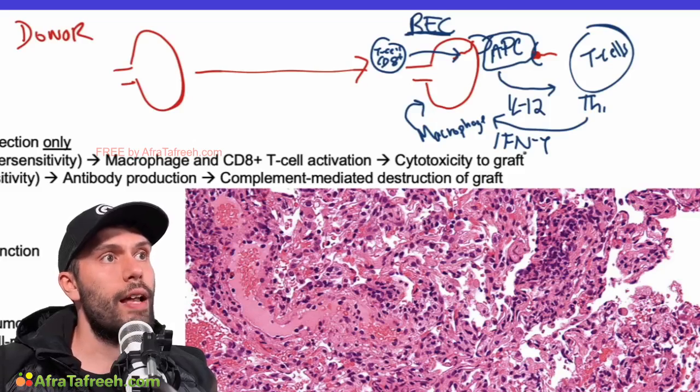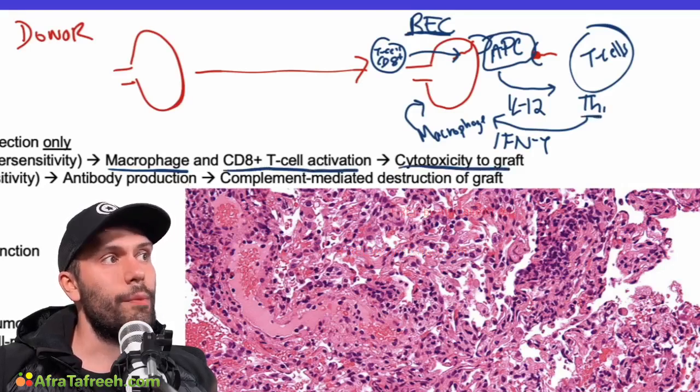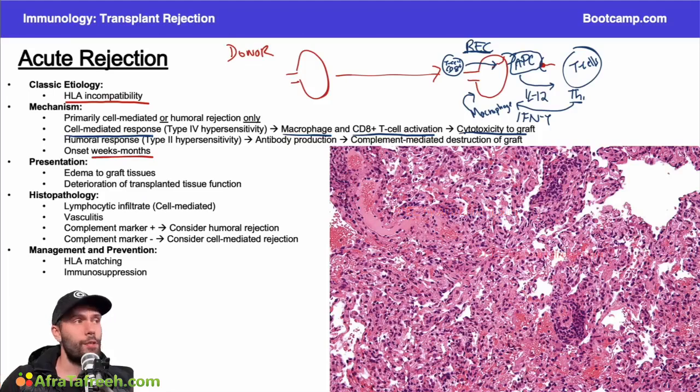And this whole process here really is going to be largely driven by destruction of this graft by macrophages, right? From a T helper 1 response and CD8 positive T cell activation. And we talk about this very frequently as a cell-mediated response. When we have cell-mediated responses, that's very similar to a type 4 hypersensitivity, okay? So that's a cell-mediated response. That's one possibility of something that can happen with this graft.